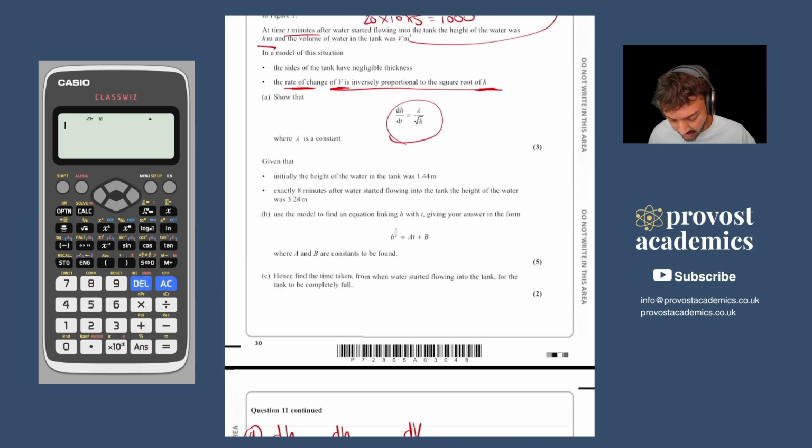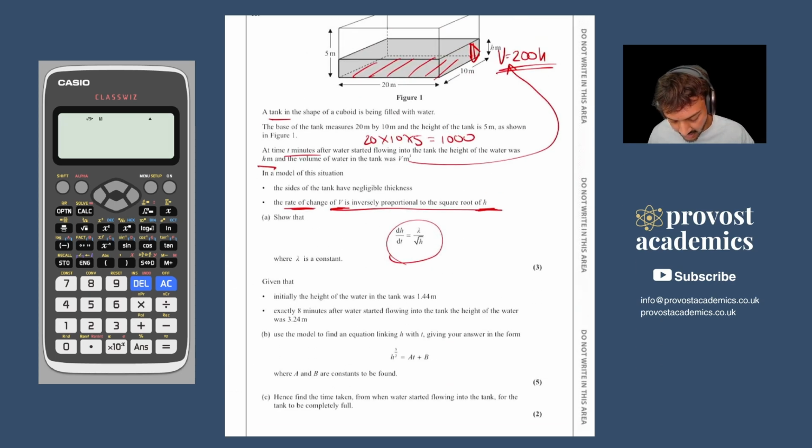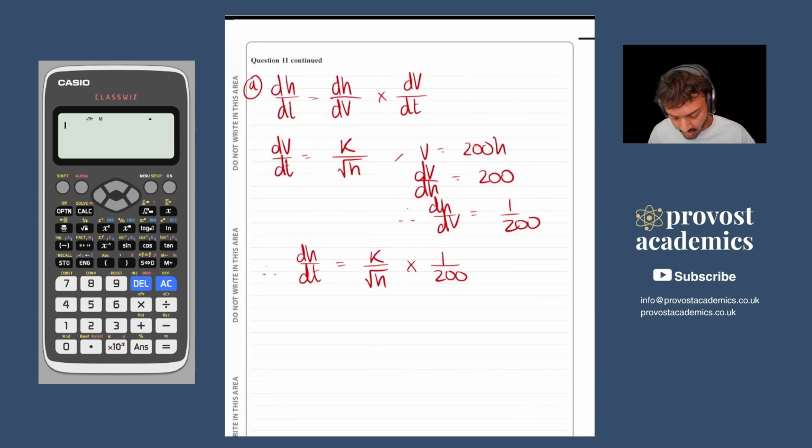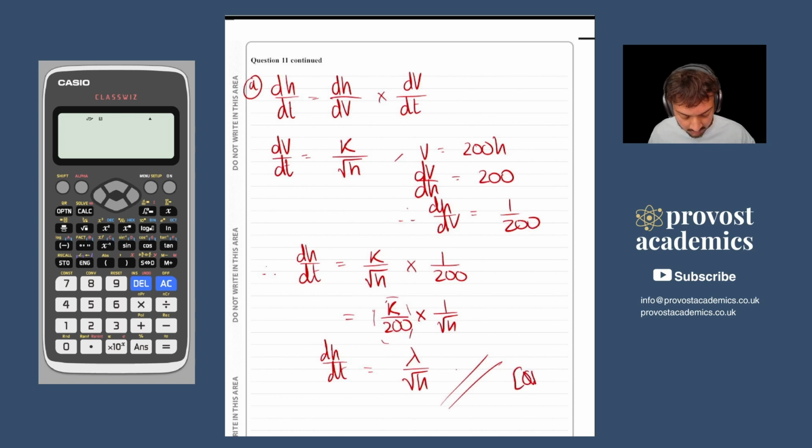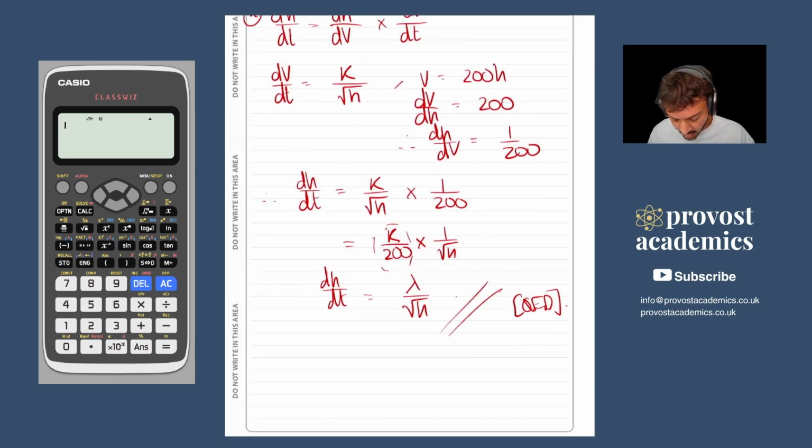And looking at the expression, they want something that is lambda over square root of h. So this lambda could be everything else other than square root of h. In this case, that lambda can be k over 200, times 1 over square root of h. And I can say this right here is going to be lambda. So I get lambda over square root of h. And that's exactly what they wanted, right? So QED for that. Cool.